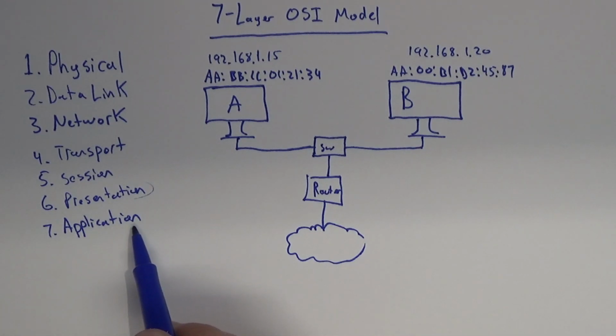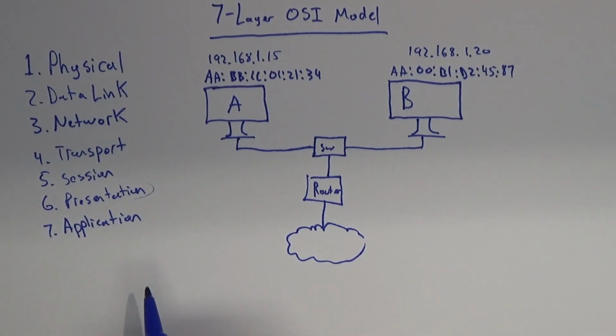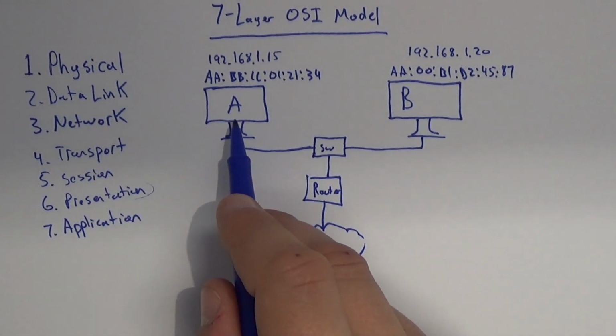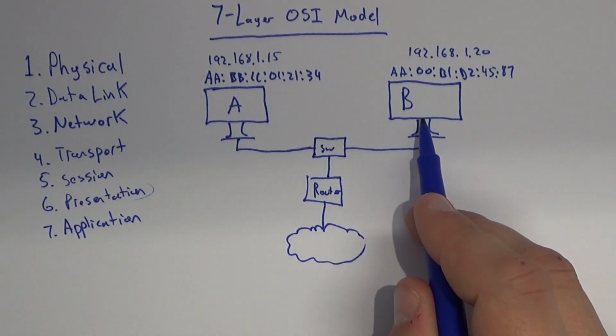So if you have a web browser or an email application or a video game that uses networking resources, anything like that, that's the application layer. That's the piece that we interact with. So let's walk through these layers real quick, starting at the application layer, going down to the physical, and let's say that we're sending an instant message or a Skype message from computer A to computer B.